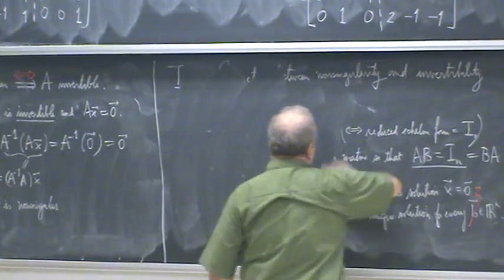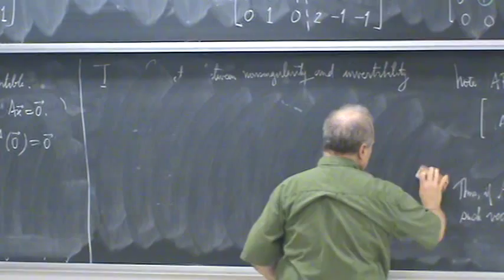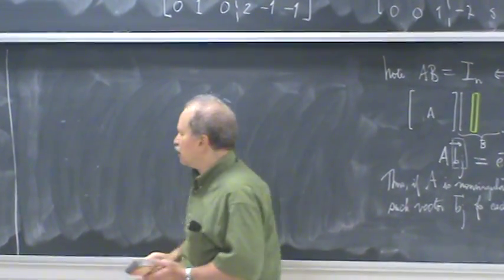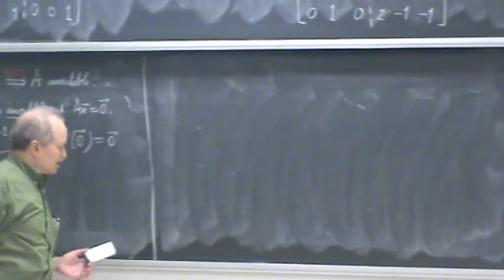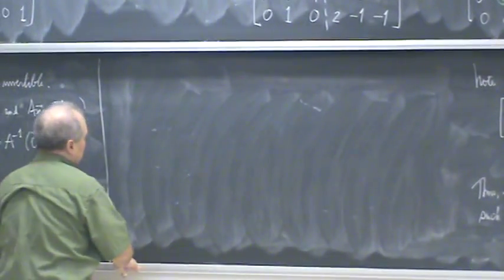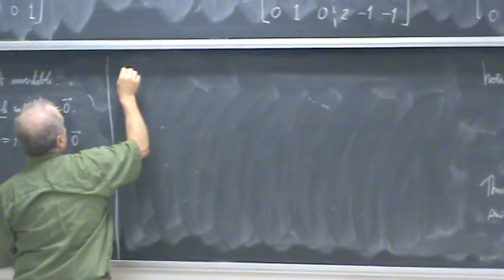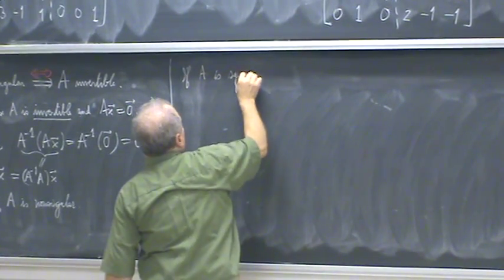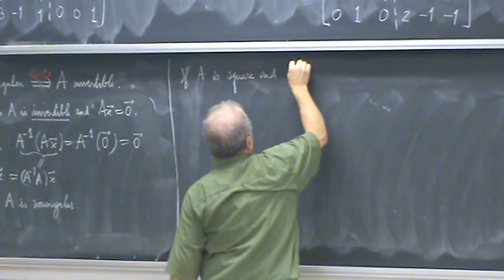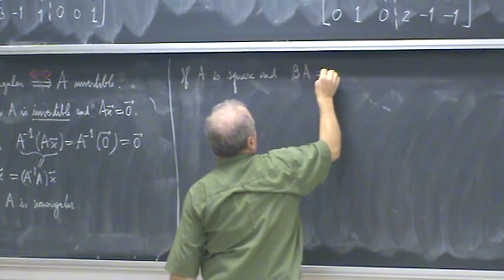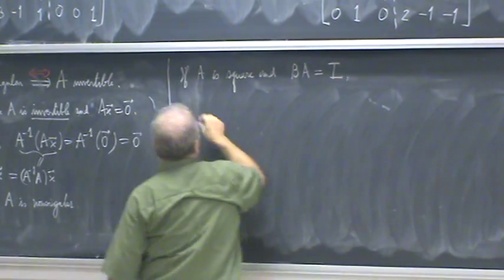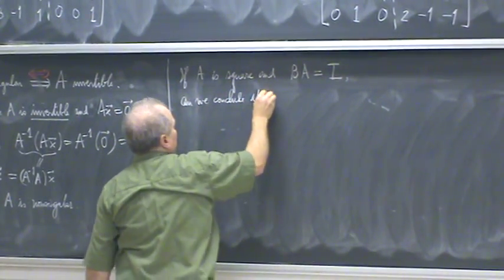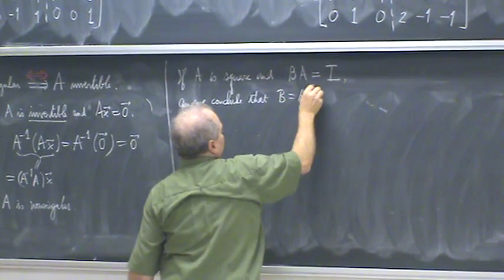Now, I feel obliged at this point to make a comment because something came up in chapter 1 and you asked me about this. So let me now address it explicitly. If A is square and, let's say, B times A is the identity, can we conclude that B is the inverse of that?